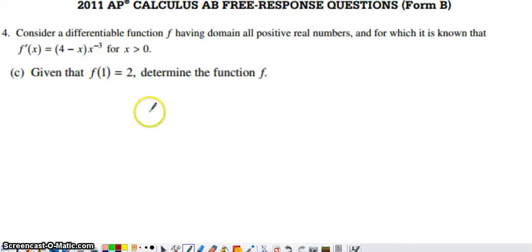So here's the last part of problem 4 from the 2011 Form B AB exam. In this piece, we want to take this function value, so when x is 1, the function value is 2, and we want to determine what the function f is. What we have to go off of here is the derivative of f. So if we start with the derivative and we want to determine the function, we're going to have to do an antiderivative or an indefinite integral.